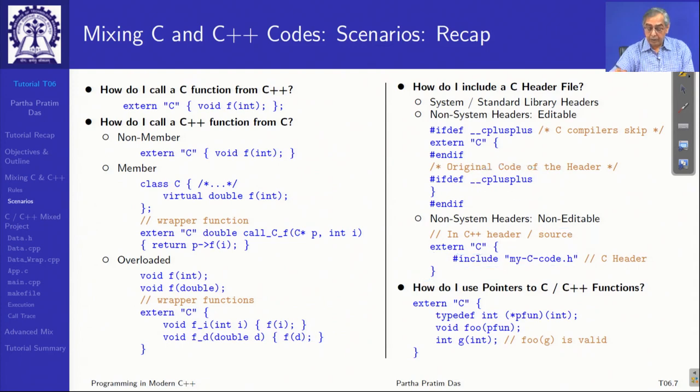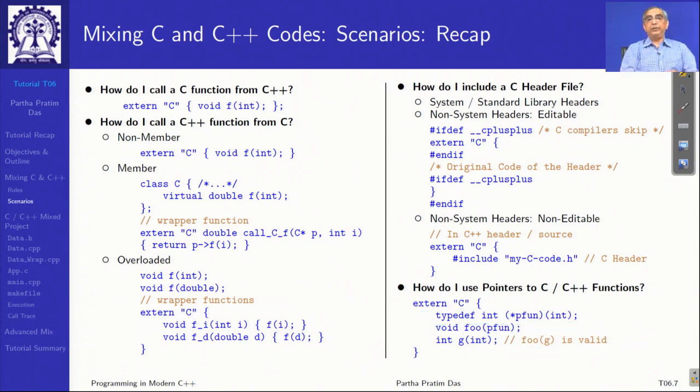Now, finally, to use pointers to functions, you have to make sure that everything, including the typedef of the function pointer, must be within extern C. Unless you put this typedef also inside the extern C, the compiler will not be able to understand that this is going to be a function pointer to a C function. So, that the mangling rules should not be applied, and therefore, you will have type errors, and such calls, like when foo takes a function pointer and eventually takes a C function g as a parameter, will not work. So, these are the scenarios that we had seen.